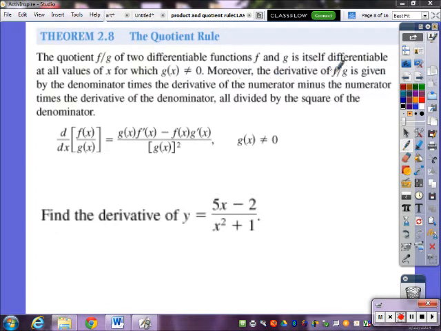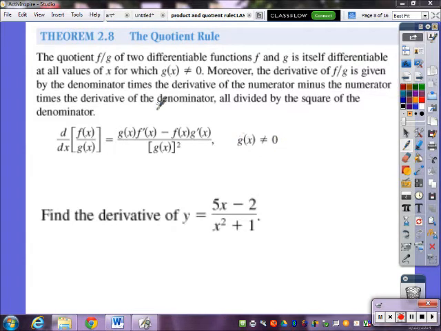Moreover, the derivative of f divided by g is given by the denominator times the derivative of the numerator minus the numerator times the derivative of the denominator, all divided by the square of the denominator. So if I look here, it says the derivative of f of x divided by g of x with respect to x equals g of x times f prime of x minus f of x times g prime of x all over g of x squared, when g of x does not equal 0.